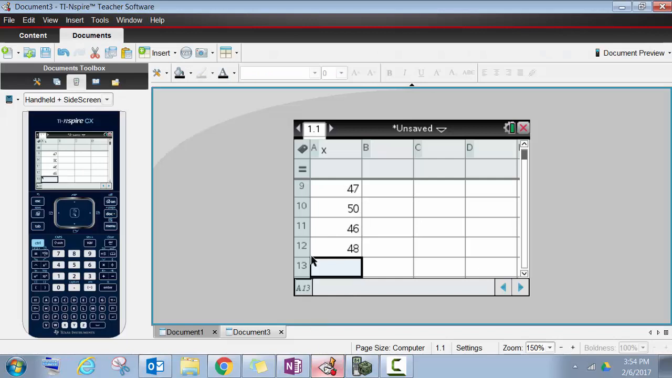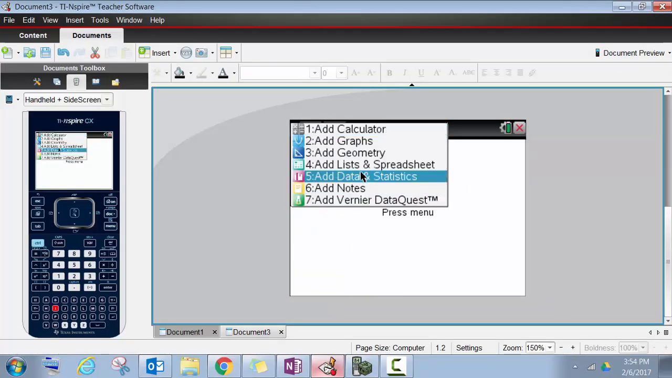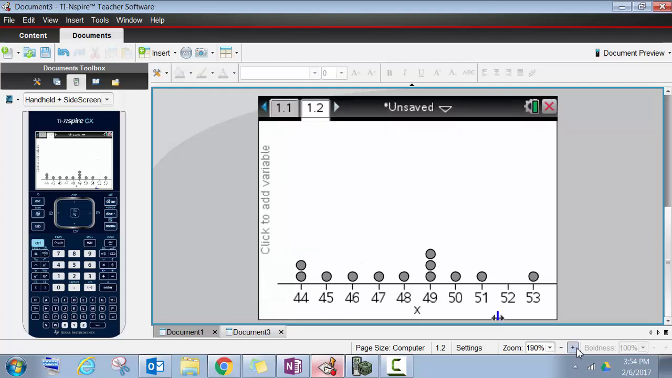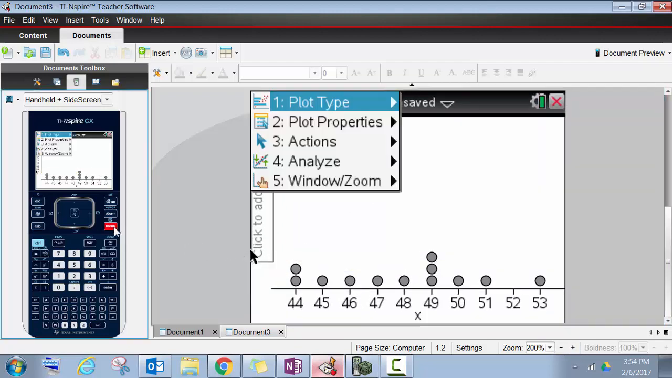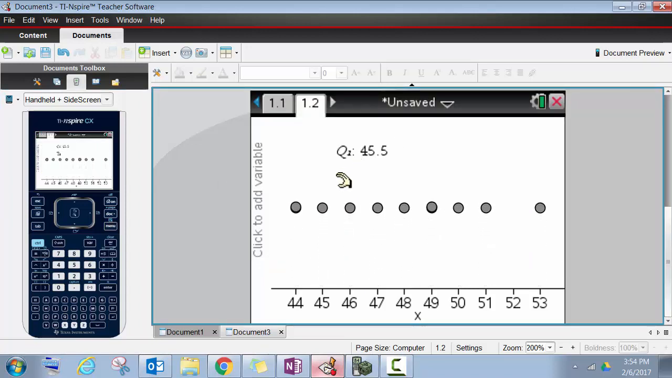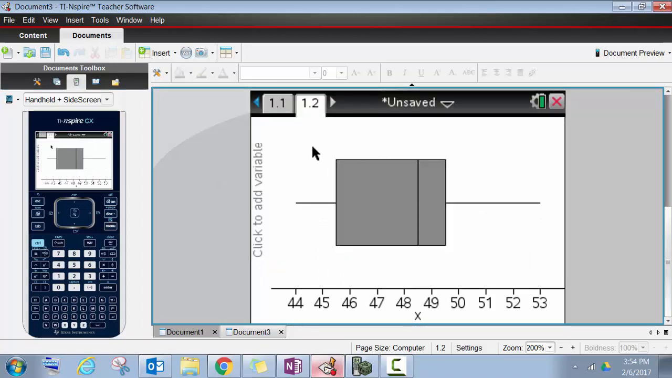Again, if you're using the Nspire, Control I, go to Data and Statistics, click to add variable and X. Of course, that gets you the dot plot. Then you go to Menu, Plot Type, Box Plot. And what are we looking for in the box plot? We're looking to see there's no outliers, there's no numbers by themselves, so we're okay.